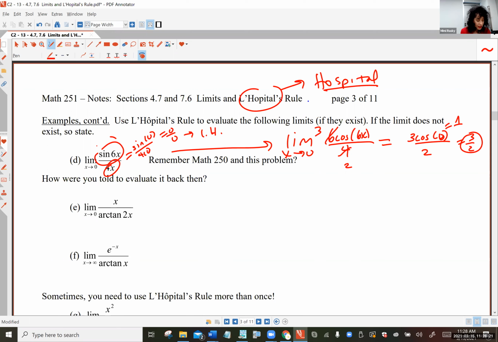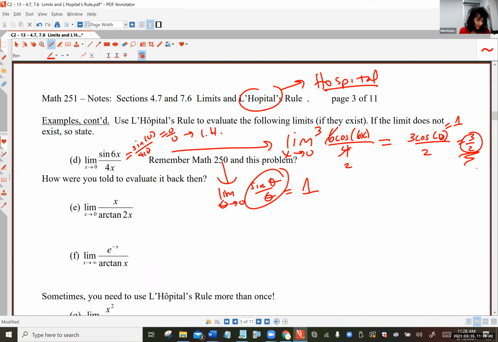But when you do this in Math 250, you're given this theorem that says the limit as theta goes to 0 of sine theta over theta is equal to 1. You're only allowed to use that theorem. And then you have to make this quotient look like sine theta over theta with some algebra. And it'll still end up being 3/2, but I'm just saying.